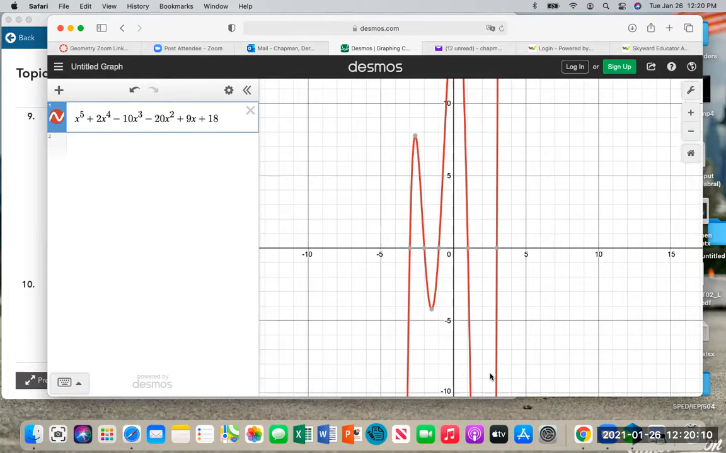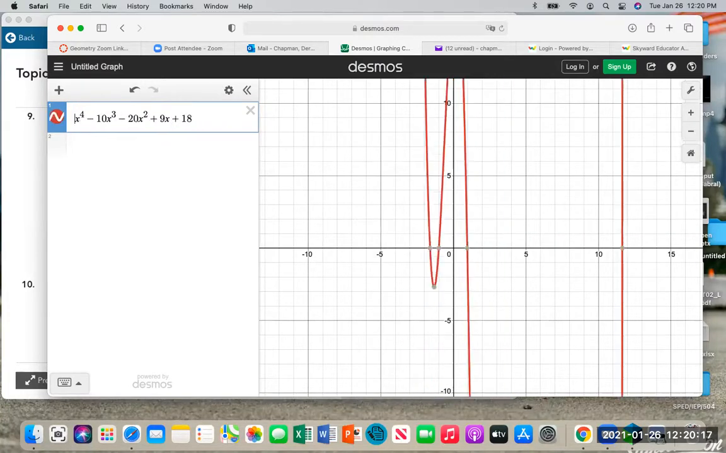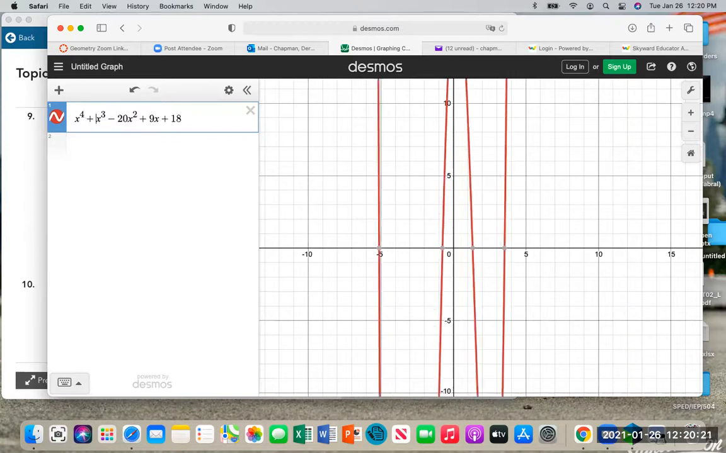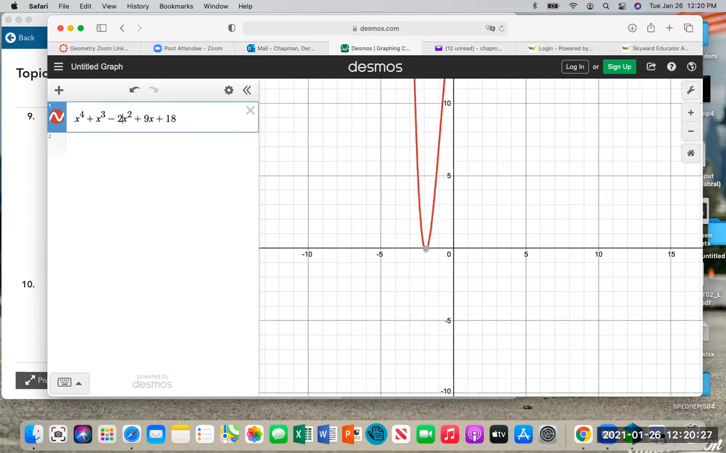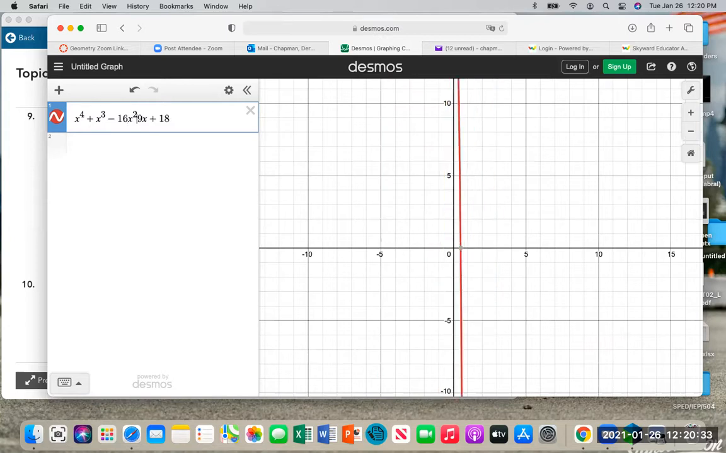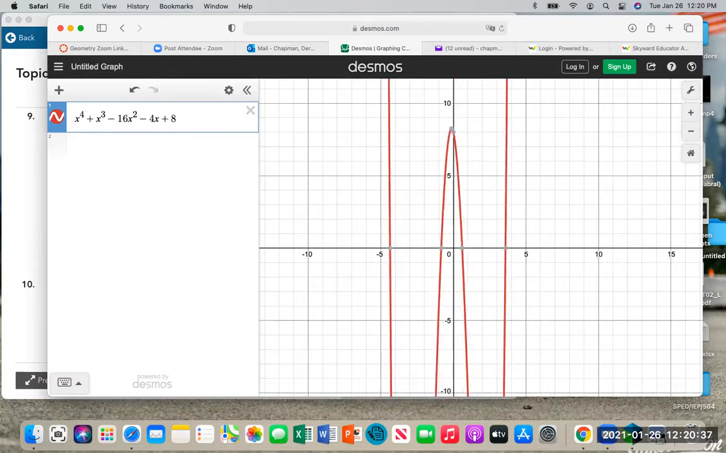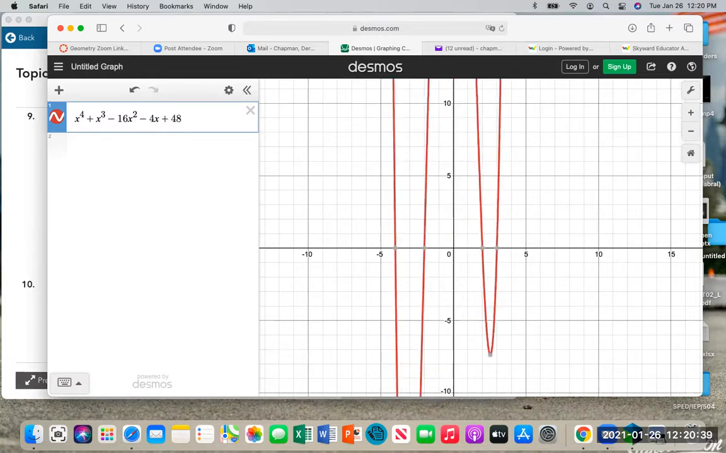Number 10 is x to the 4th plus x cubed. So I'm just going to go ahead and change this around. x to the 4th plus x cubed minus 16x squared minus 4x plus 48.